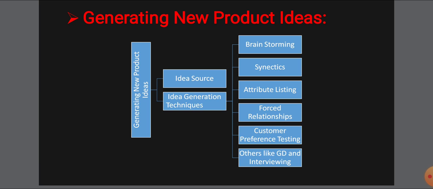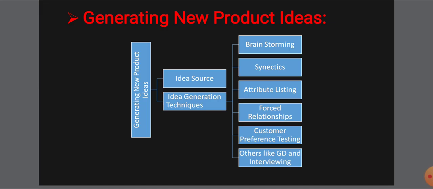Then the next technique used for generating new product ideas is attribute listing. In attribute listing, an existing product is selected, its features are listed, and what modifications or improvements can be made in the same product are also listed. This is how the attribute listing technique works.